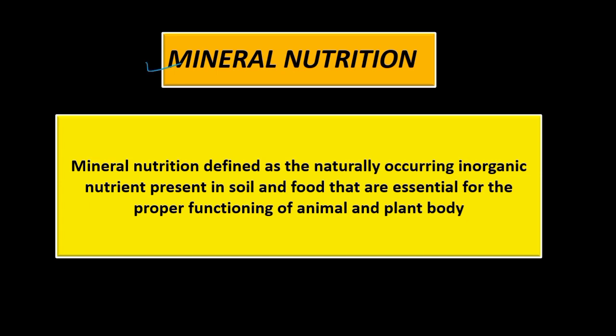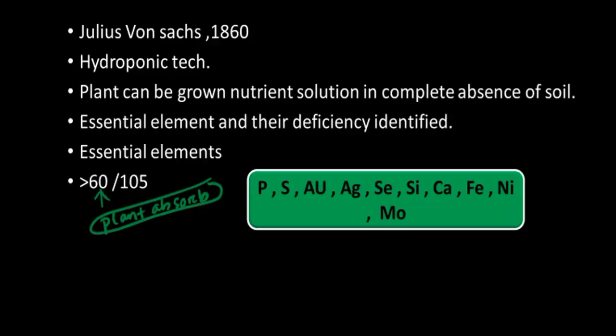So what is mineral nutrition? Mineral nutrients are inorganic compounds or inorganic nutrients that are mostly present in soil and food. These mostly function in animals and plants. They help in the development and growth of plants and animals. So this mineral nutrition has different types.